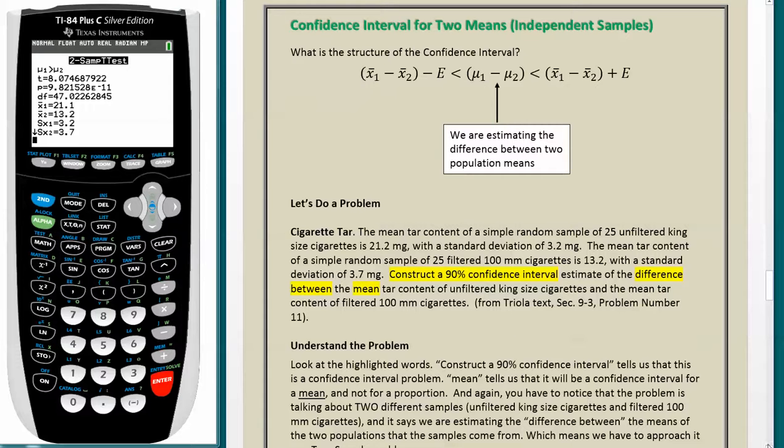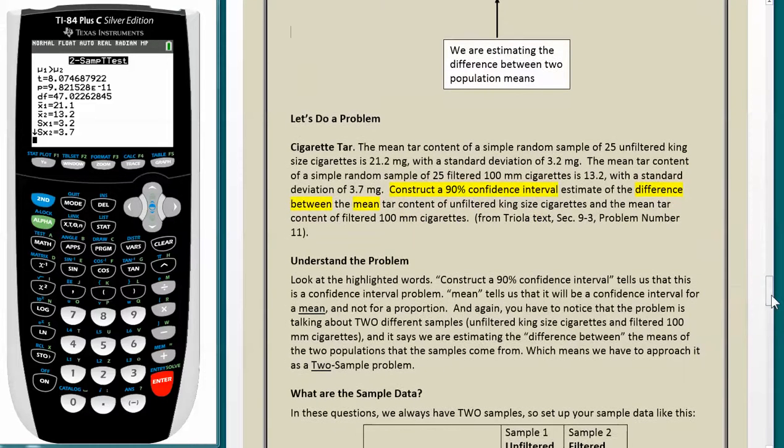And then we're going to look at this down here where it says understand the problem. Look at the highlighted words. Construct a 90% confidence interval. This tells us that this is a confidence interval problem and not a hypothesis test. See the word mean here? That tells us that it will be a confidence interval for a mean and not for a proportion.